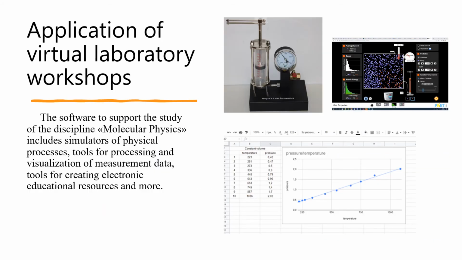Consider in more detail an example of the use of virtual laboratory workshops. The software to support the study of the discipline molecular physics includes simulators of physical processes, tools for processing and visualization of measurement data, tools for creating electronic educational resources, and more.